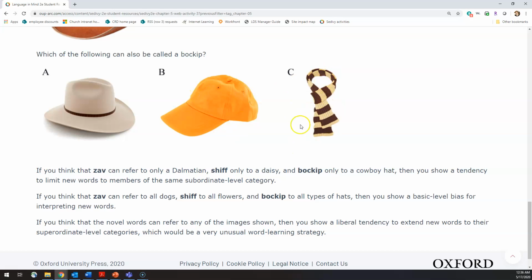but this is not. Now, the final explanation here says, if you think that the novel words can refer to any of the images shown, then you show a liberal tendency to extend new words to their superordinate level categories, which would be a very unusual word learning strategy. So, understand, very few people, very few infants use this word learning strategy. Mostly we don't overextend.